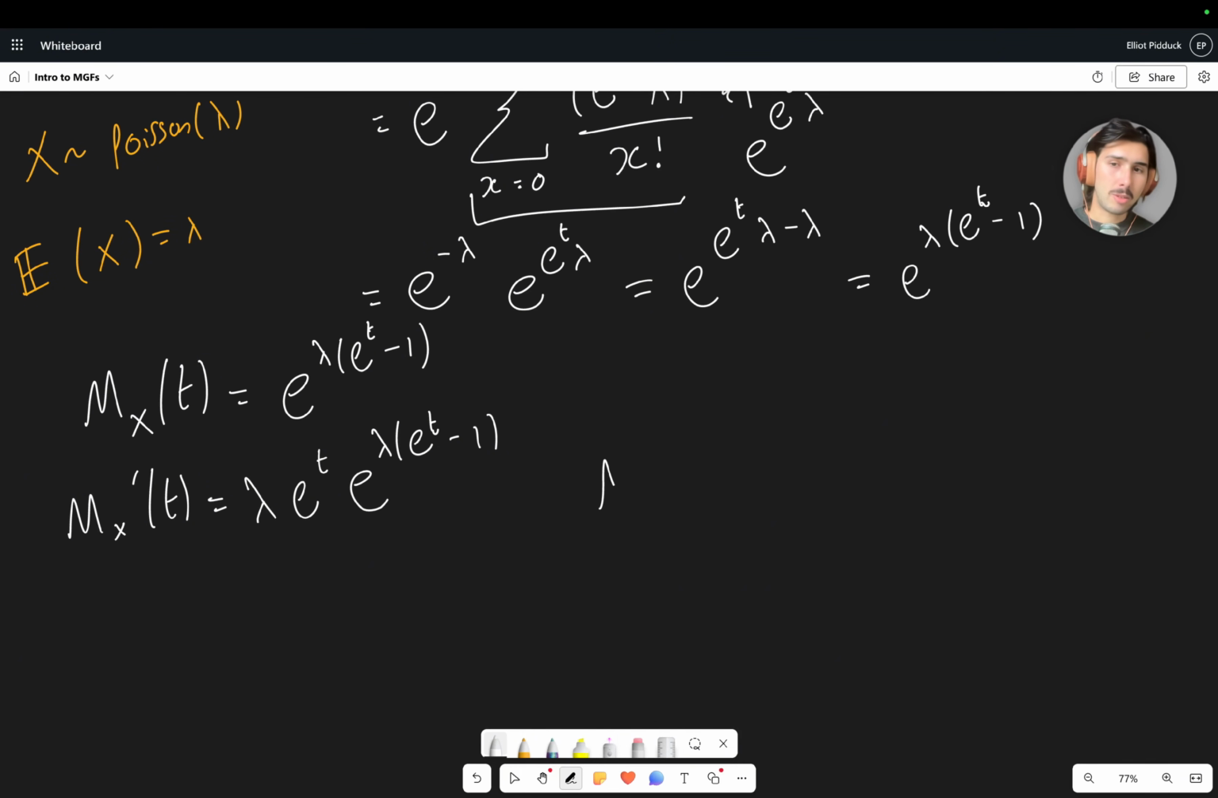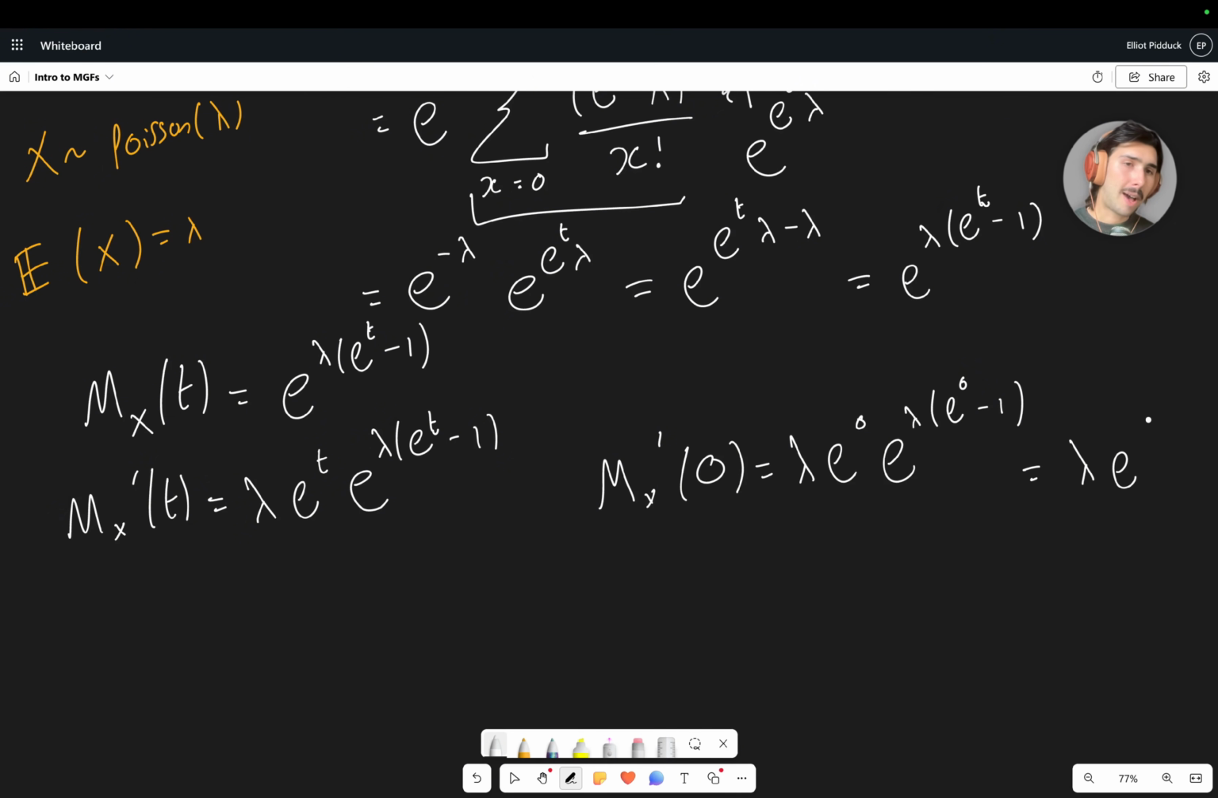And if I now evaluate this when t is 0, what do I get? Well, I've got lambda times e to the 0, times e to the power of lambda times (e to the 0 minus 1). And what's this? Well, e to the 0 is 1, and then I've got e to the power of lambda times (1 minus 1). So we can see that this is lambda times e to the 0, which is just lambda, which is exactly what we expected it to be.